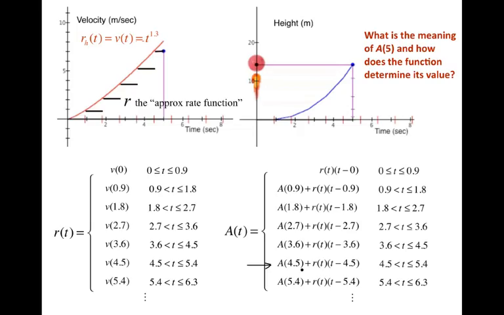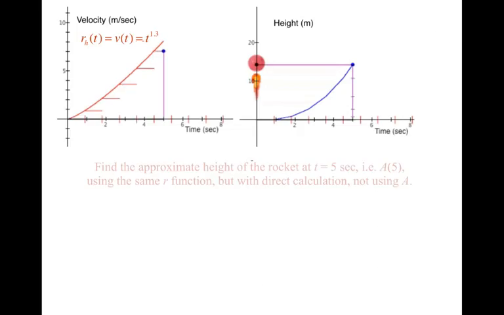Calculating that value a of 5 in a new way, okay? It's not really new, but let's find the approximate height of the rocket. That is a of 5. We want to use the same r function that we built, the same approximate rate, but just with direct calculation, not plugging it into the a that we found. We just want to do a direct calculation. What would that be like?